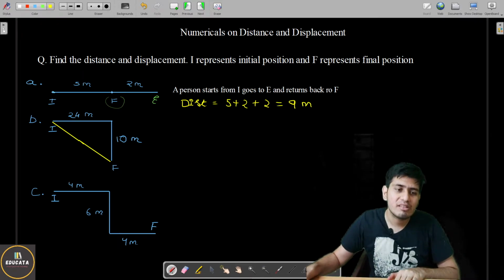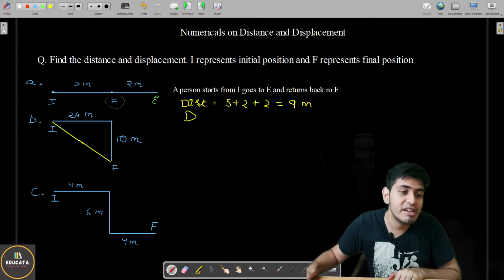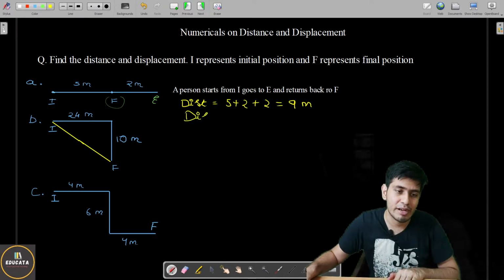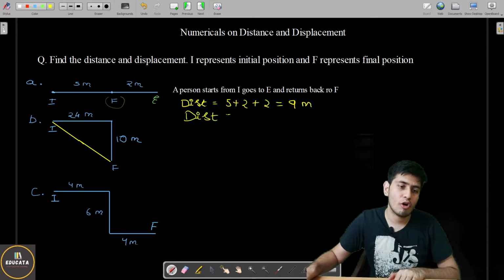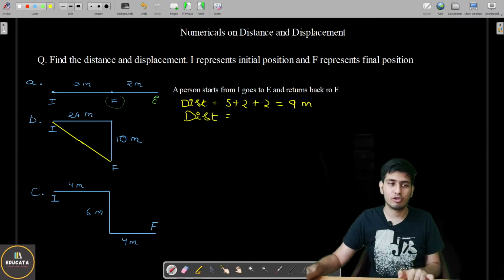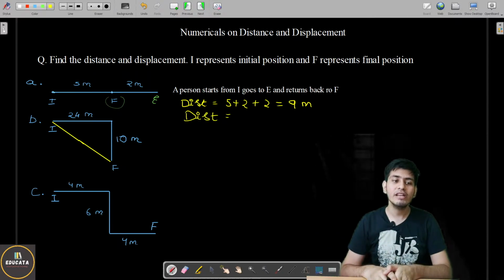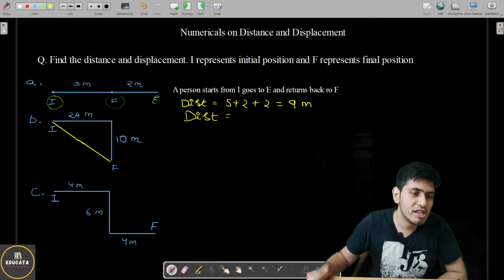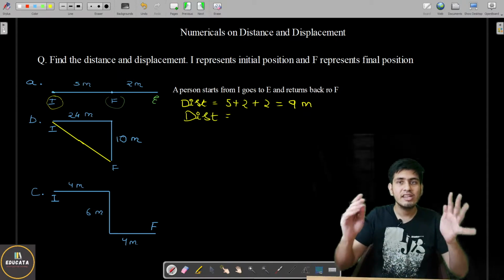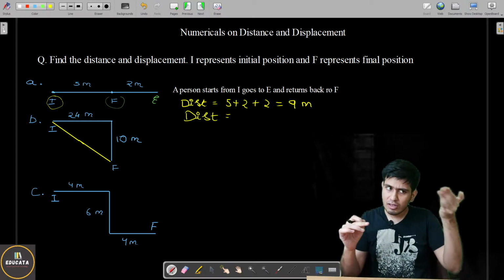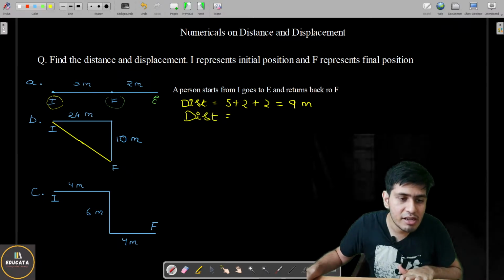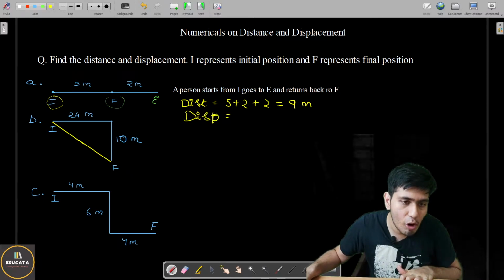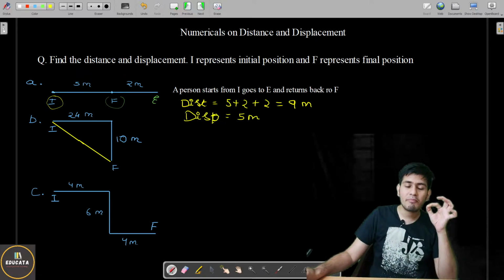Can we calculate the displacement? Yes, displacement is pretty easy. What is displacement? The distance covered by the body from initial position to final position, the shortest path covered by the body from initial to final position. See, this is the initial position. This is the final position. So the displacement is the distance between these two, which means the displacement of the body is equals to 5 meter. It was a simple problem.